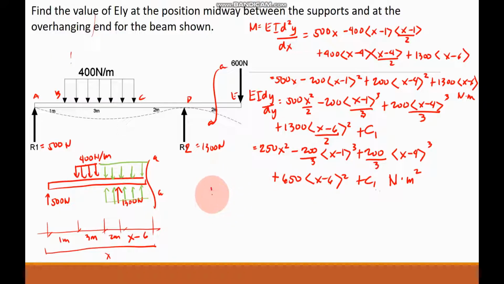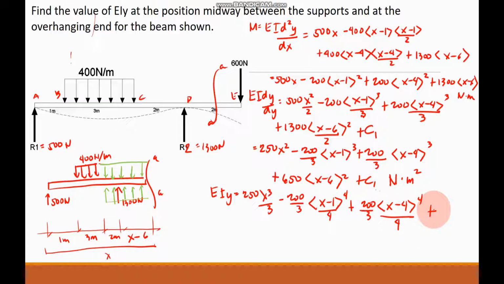Integrating this equation once again, makukuha natin yung ating deflection equation. So we have here 250x raised to 3 all over 3 minus 200 of (x minus 1) raised to 4 all over 4 plus 200 all over 3 of (x minus 4) raised to 4 all over 4 plus 650 of (x minus 6) raised to 3 all over 3 plus C1x plus our constant C2.